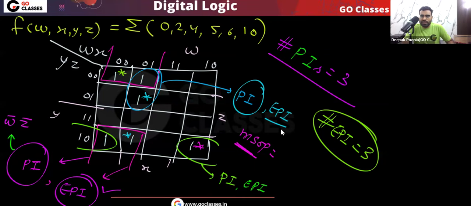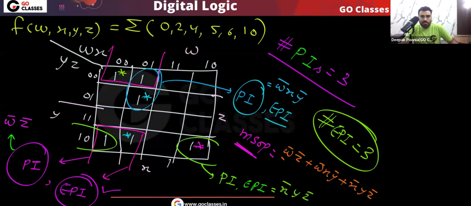What about this blue PI? What will be the product term? This is in the area of W bar, this is in the area of X, this is in the area of Y bar. Okay, what about this green PI? This is in the area of X bar, this is in the area of Y, this is in the area of Z bar. Okay, that's it. Now you just do the sum of these product terms, that will be your minimal SOP expression. So the minimal SOP expression will be W bar Z bar or W bar X Y bar or X bar Y Z bar. This will be the minimal SOP expression for the given function f.